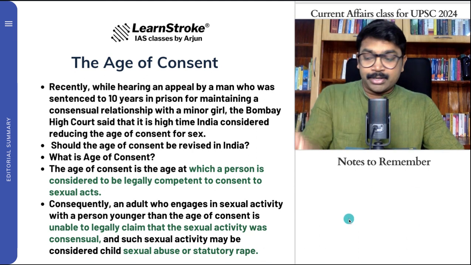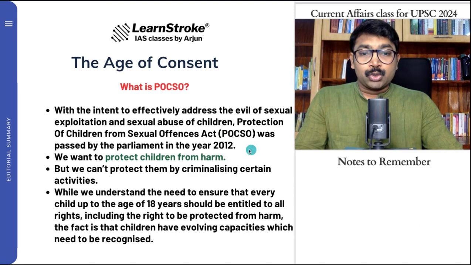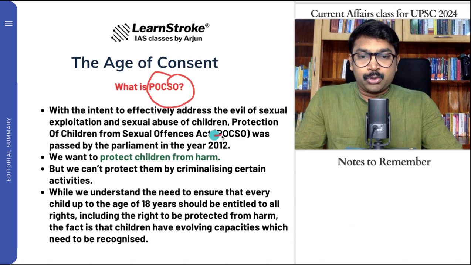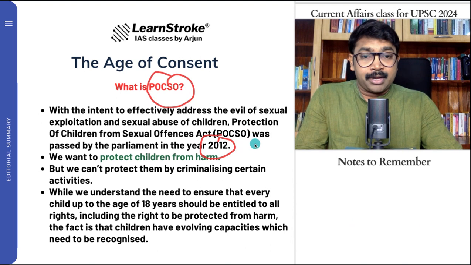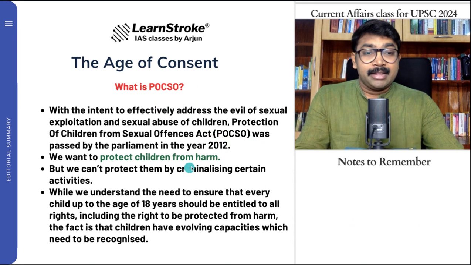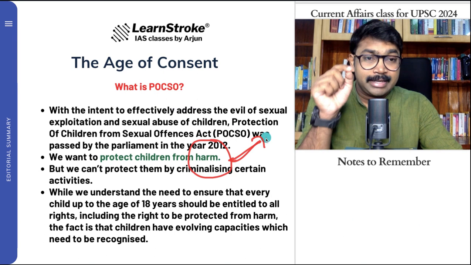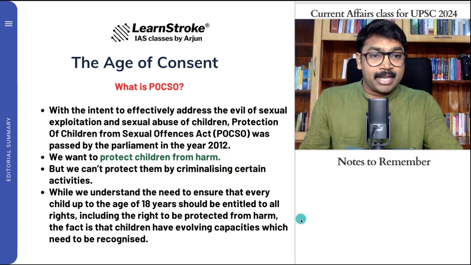So let's find out the other important aspects relating to this concept. What is POCSO? POCSO was passed in 2012 to address the sexual exploitation and abuse of children. POCSO means Protection of Children from Sexual Offences Act. So please do have an idea regarding this. The ultimate idea was to protect children from harm. That is the key important aspect of POCSO.